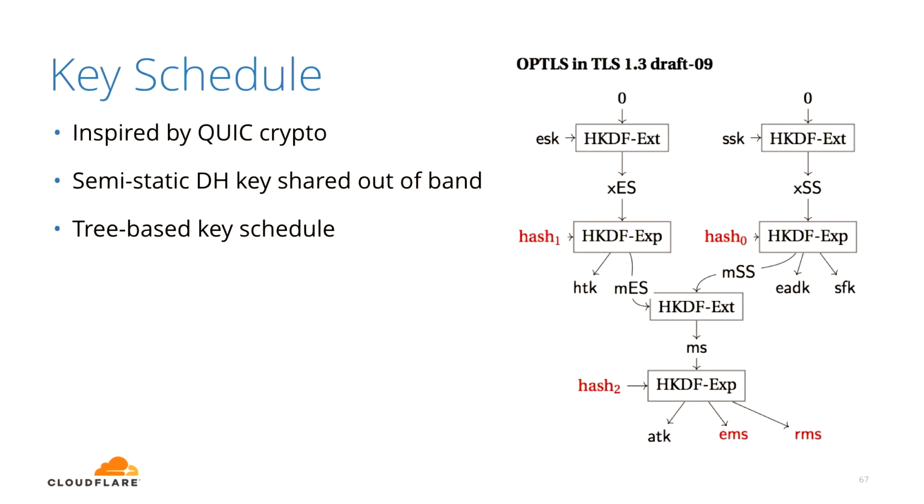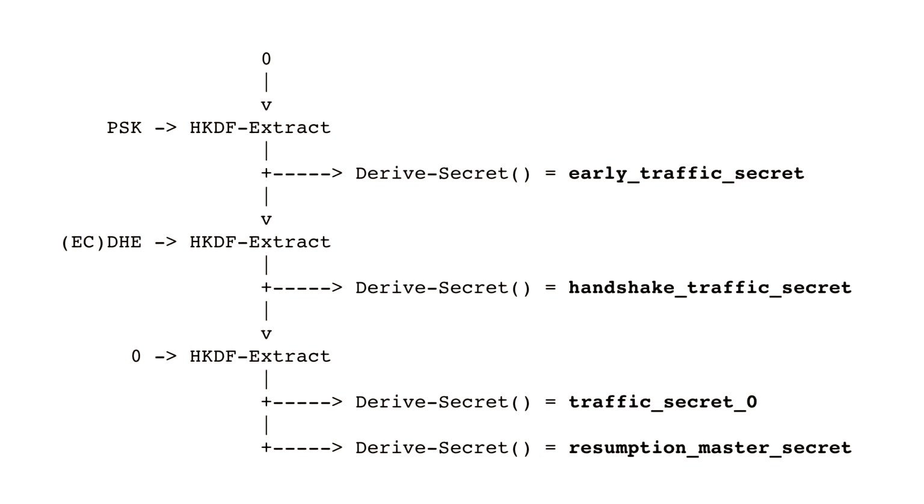And over time, this was whittled down from this complicated diagram to what we have now in TLS 1.3, which is a very simple derivation algorithm. And this took a lot of work to get from something big to something small, but it's happened.